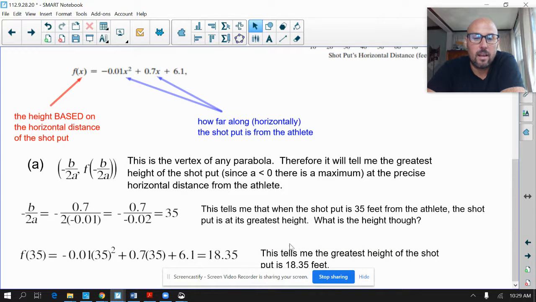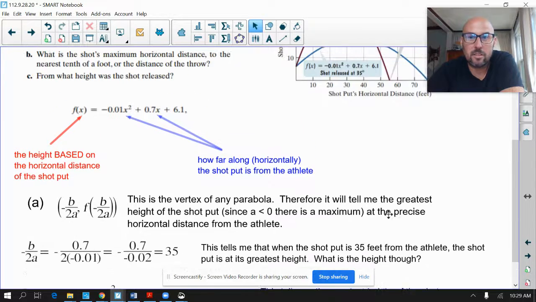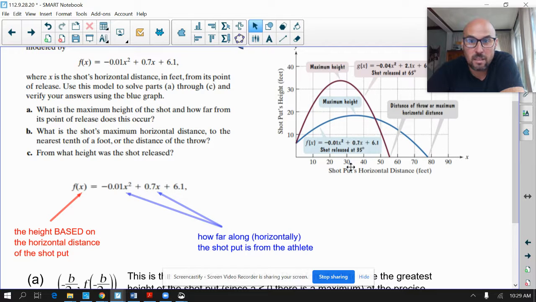So this is the answer to letter A. We know a lot about the height of this shot put. It reached its maximum height 35 feet away from the athlete, and that maximum height was 18.35 feet. And just a quick check at the graph to make sure that the numbers match the graph. We can't really be precise, but there's evidence to suggest we're right. Here's the vertex somewhere around here. This looks like the x value is 35, and the y value, the height, is 18.35, so I'm feeling pretty good.